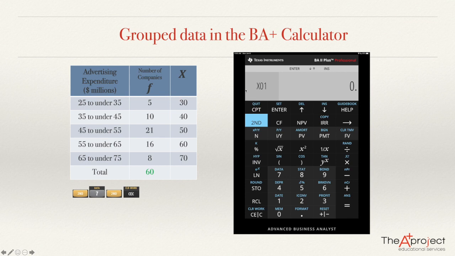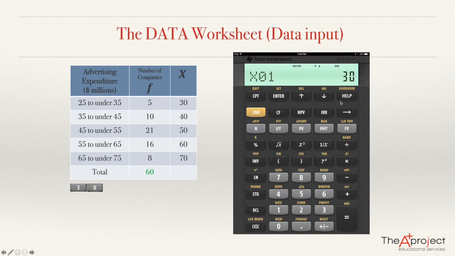When the calculator asks you for the first value of the variable, if you have grouped data, it will be the first midpoint. The first midpoint is 30, so I'm going to press 3, 0. You're going to see this 30 in your calculator, but if you don't press enter, this is not going to be inside the memory. When you press enter is when you see these equal signs here. Okay, press the arrow key down. So I pressed 30 enter so far. Now I'm going to press the arrow key down.